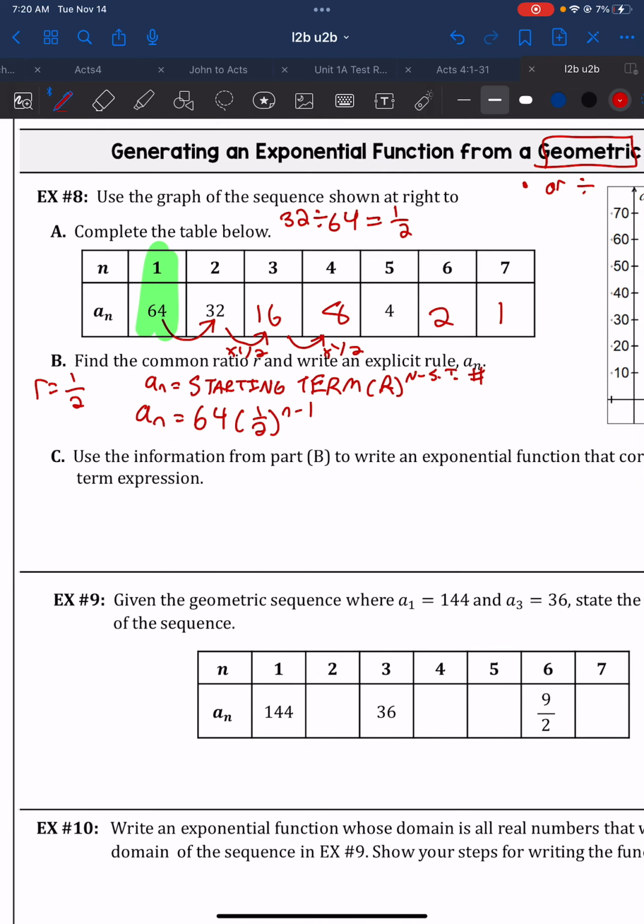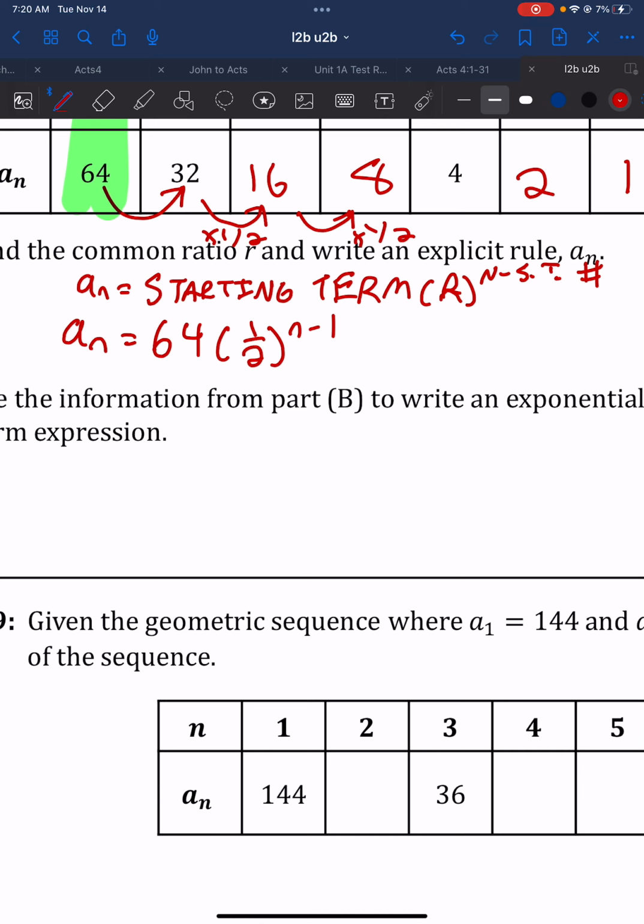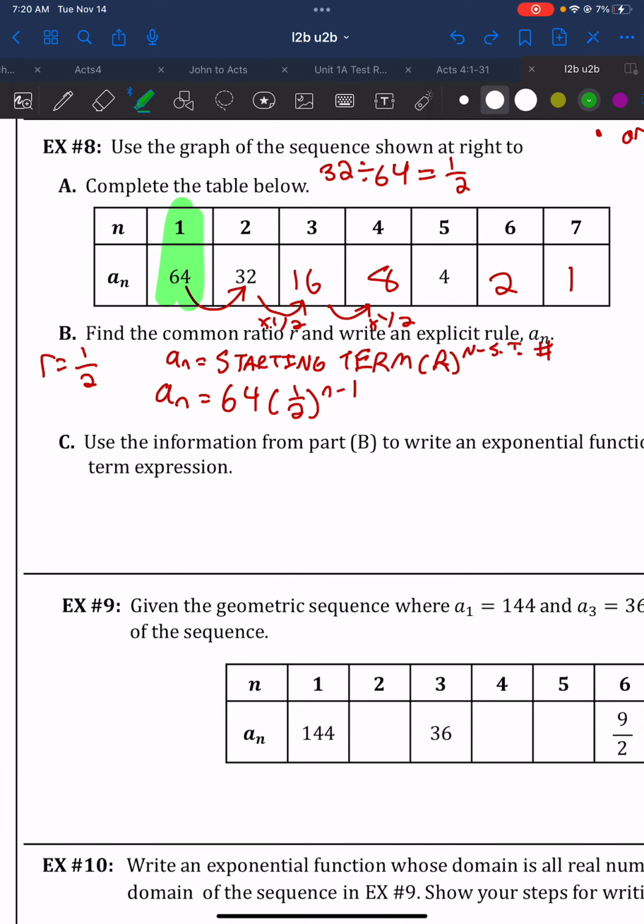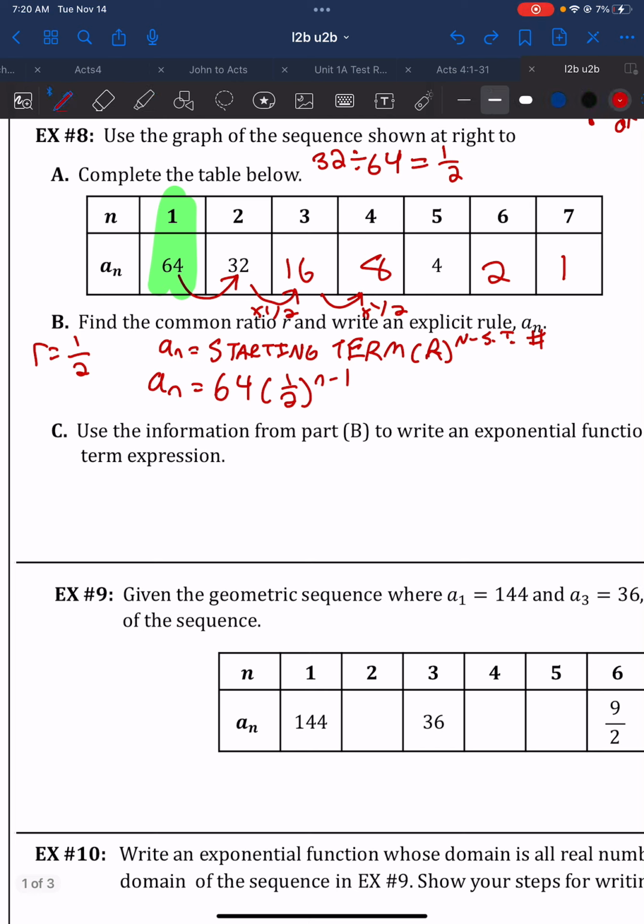Like maybe you worked on the packet from yesterday or you worked on the Delta Math and you see some, like right here, it's not always going to have this n minus 1. Okay? And part of the reason why is they just use exponent rules to rewrite it. So let's do that in part C. So let's use the information from part B to write an exponential function that corresponds with the nth term of the expression. So once again, the function part is just telling me to write it in f of n form. F of n equals exactly what I have above.